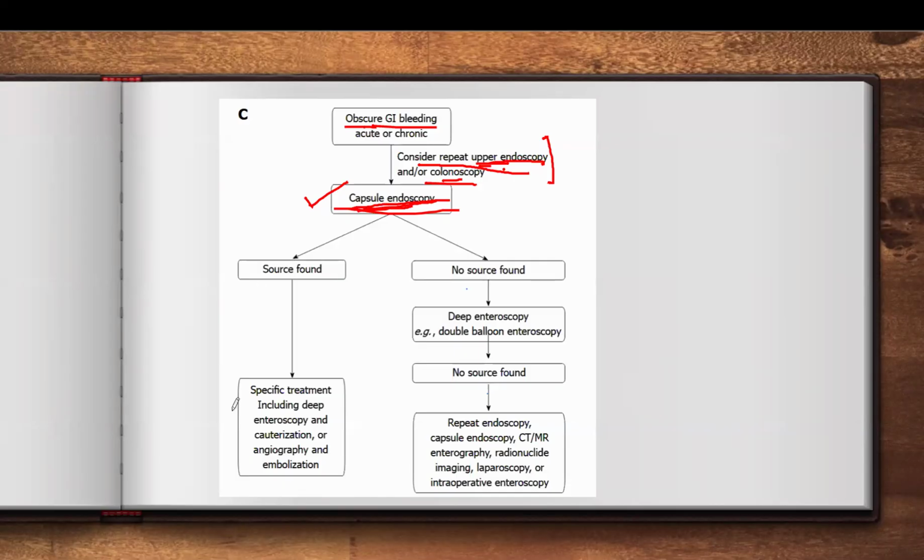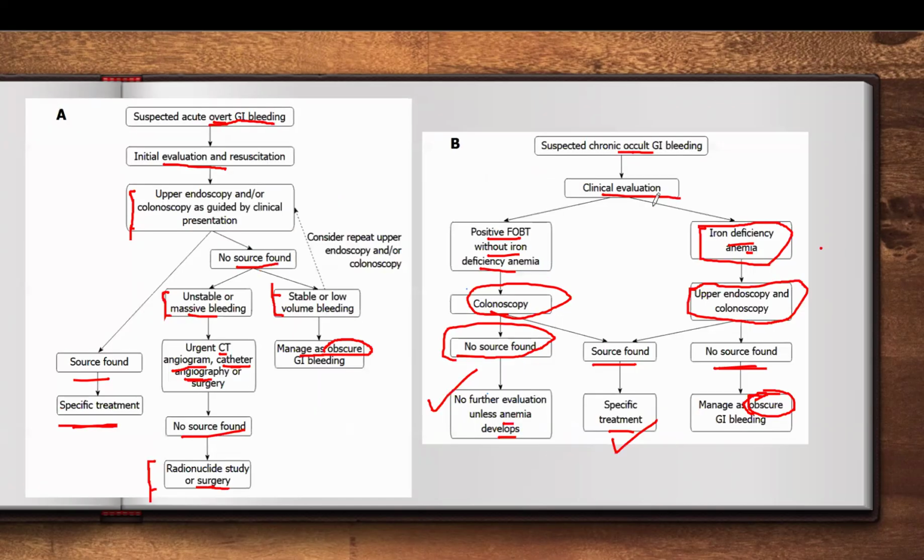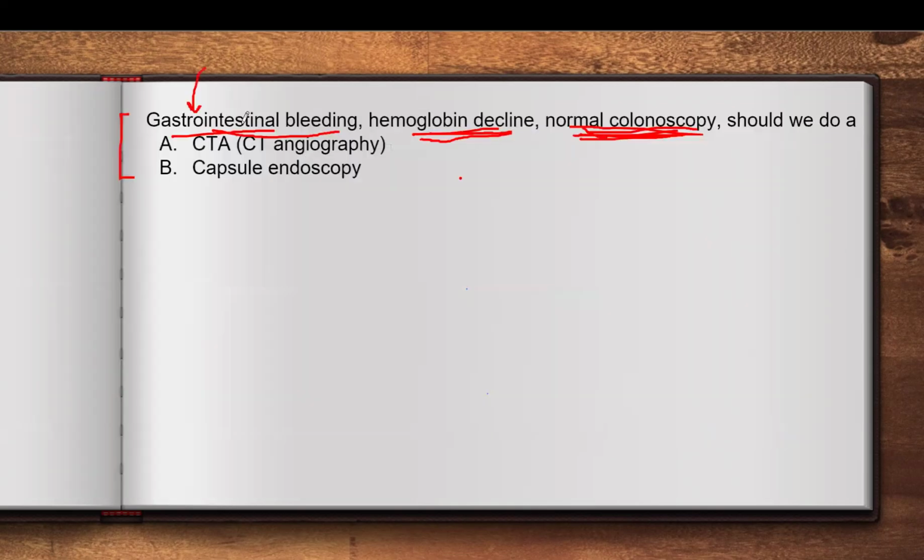So if the source is found, we can go for specific treatment. If the source is not found, then there are some other imaging procedures, like deep enteroscopy or double balloon. If still no source is found, then we can go with further investigations, or maybe laparoscopy would need to be done if there is severe iron deficiency anemia, right? So these are all the guidelines that you can follow for GI bleeding.